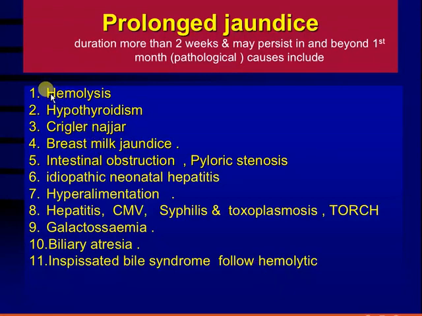The first 5 causes, as you see, are all indirect hyperbilirubinemia, while from the 6th till the 11th most of them are direct hyperbilirubinemia.